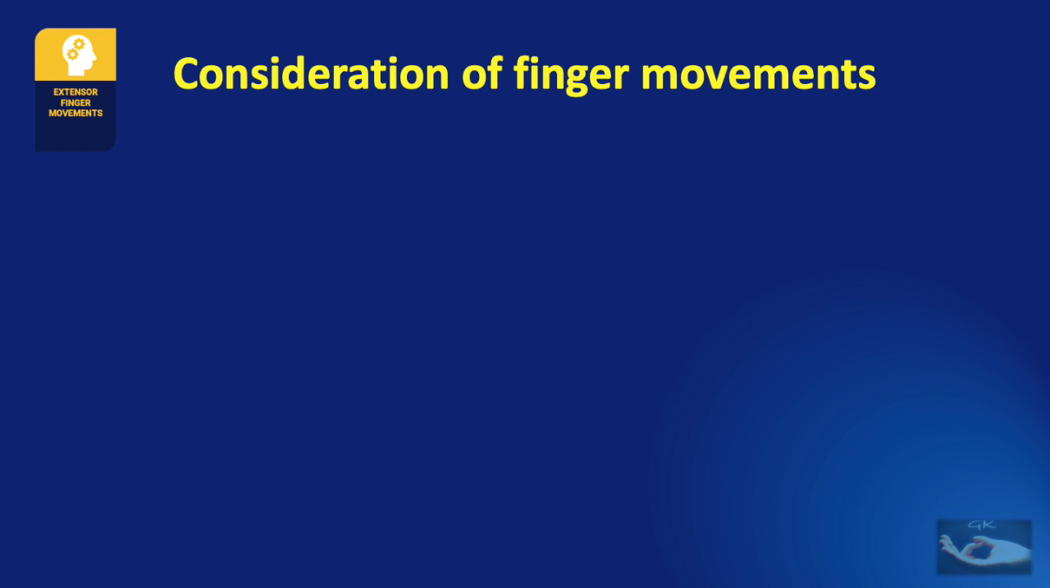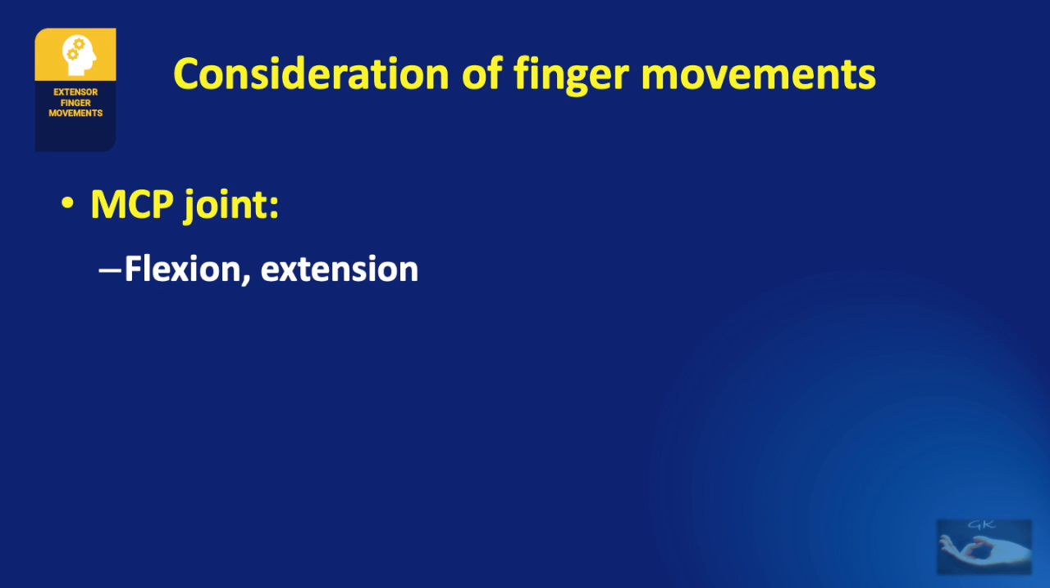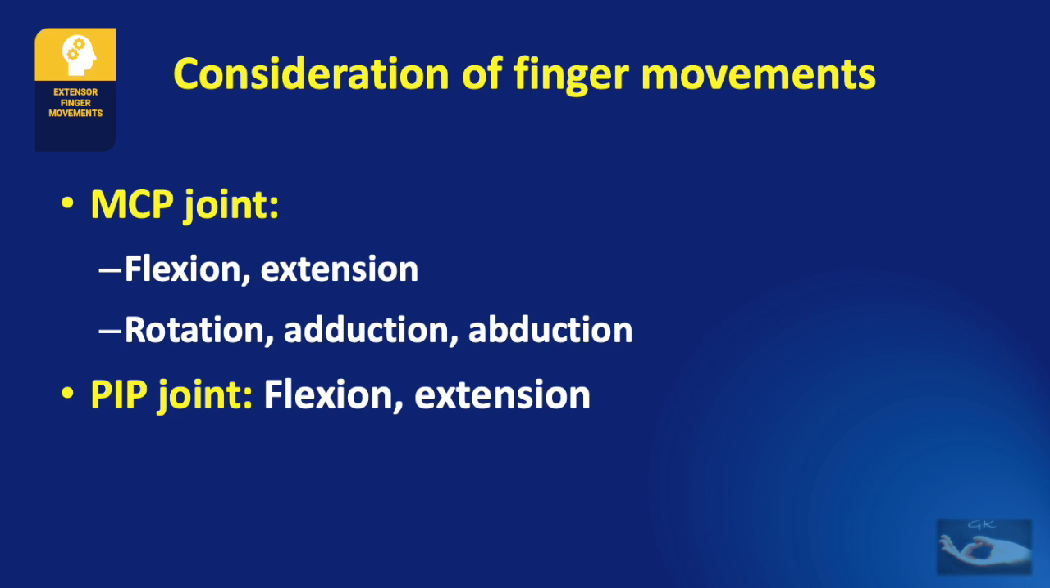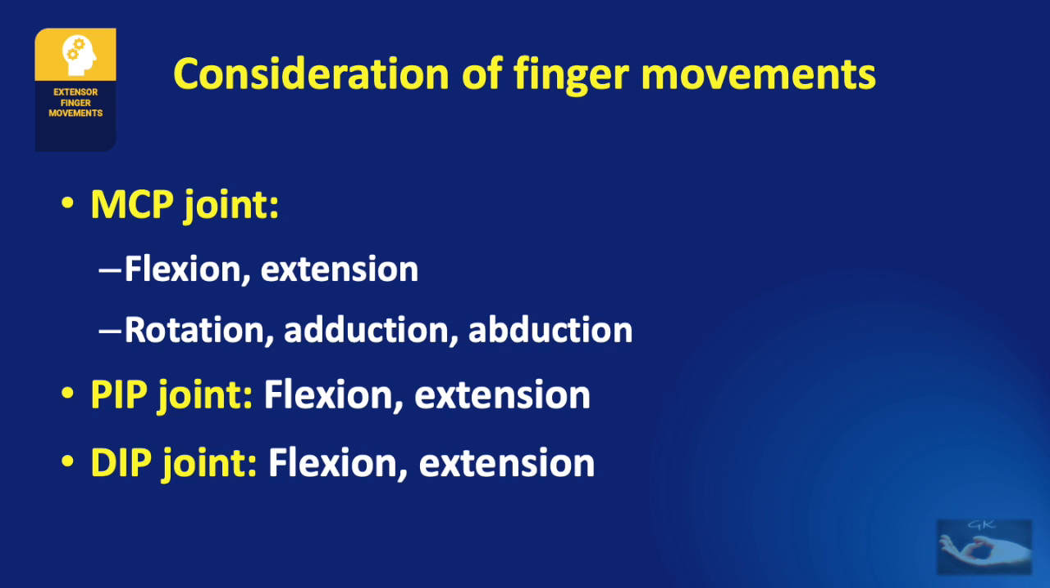So far we have seen the action of individual muscles on the respective joints. Now let us consider the movements from the aspect of the joints. With respect to the metacarpophalangeal joint, there are movements on 2 axes. One is flexion extension and the second is rotation, adduction and abduction. At the PIP joint there are only flexion and extension, and at the level of the distal interphalangeal joint too, only flexion and extension are present.